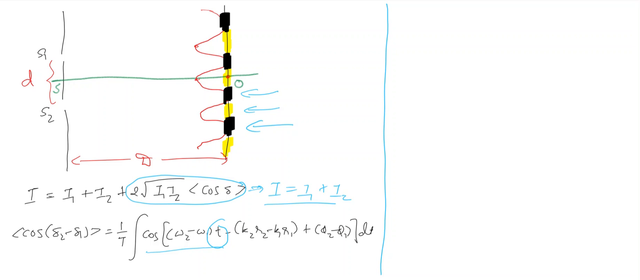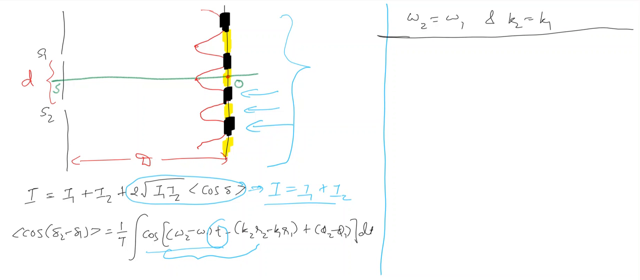If we want this kind of pattern to remain there, meaning stationary interference, we have to remove this time dependent term. And how do we remove it? By choosing omega 2 equal to omega 1 and k2 equal to k1. Meaning, if the sources are coherent, then the intensity will not be time dependent. Bright regions will remain bright, dark will remain dark.